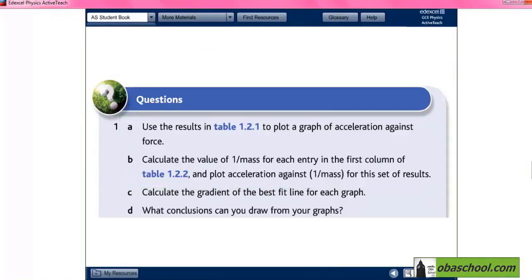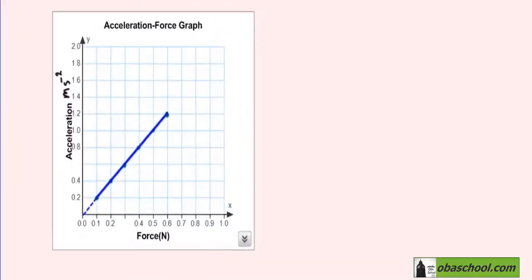Calculate the gradient of the best fit line for each graph. This is the graph which represents the relation between the acceleration and force. To calculate the gradient or slope, we need to draw a triangle under the blue line. Draw any triangle as long as the length and base are clear. Okay, this is our triangle.